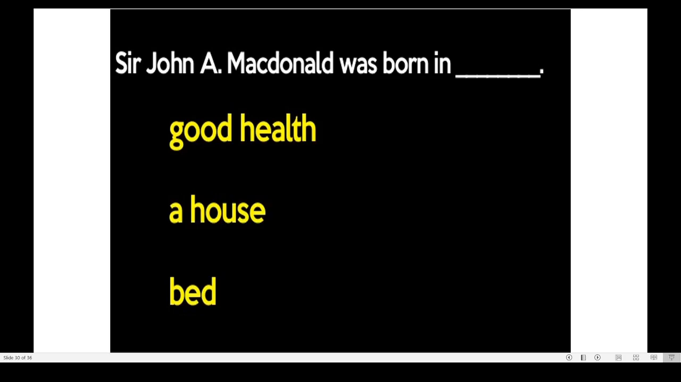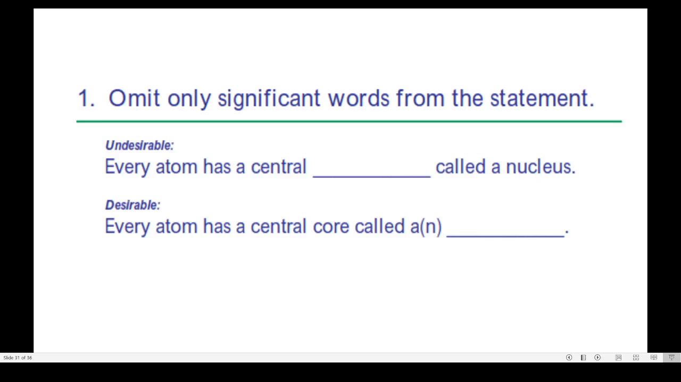It is important, therefore, that when you construct completion or short answer test items, you have to be very specific with the problem in the statement so that students will be able to figure out what you're trying to ask from them. So let's now move on with some important reminders when you're writing a completion or short answer test item. Number one, omit only significant words from the statement.